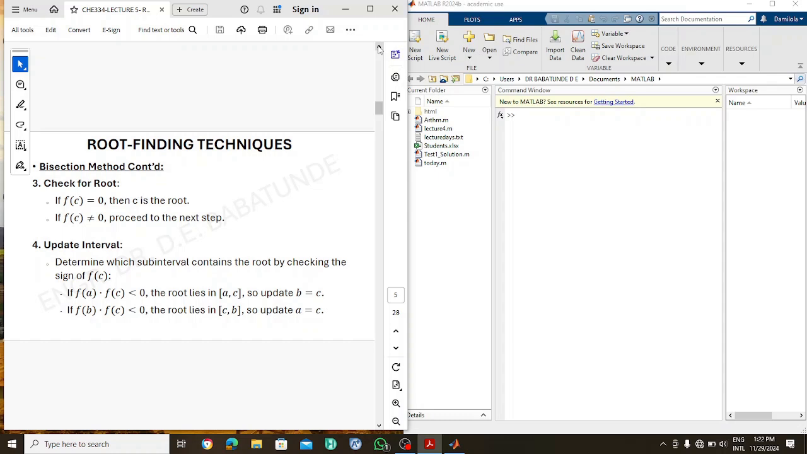Or you continue the iteration such that, as you are halving the interval, you know it's getting close to 0. Once you have halved it to the extent that the interval left is even lesser than the tolerance limit we are giving, then you stop and call that your root. So that's how bisection comes in.